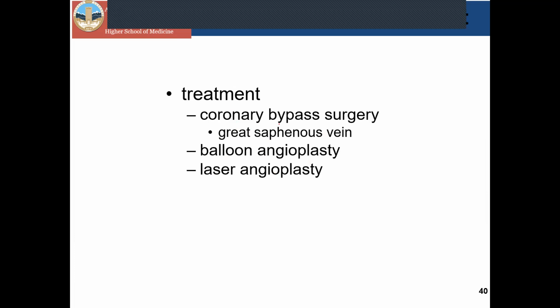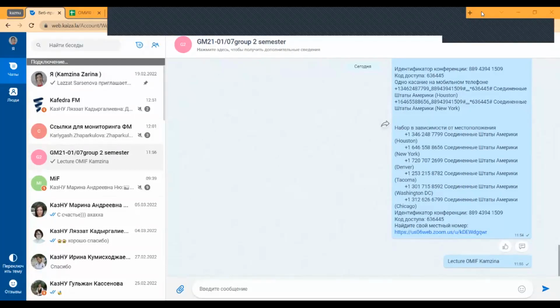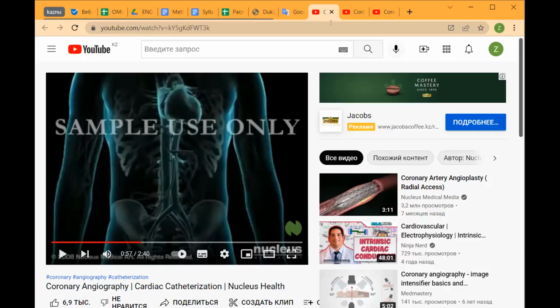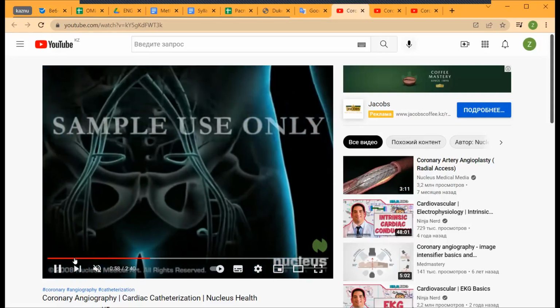Treatment: coronary bypass surgery, balloon angioplasty, and laser angioplasty. I want to show you it. Where is it? Here. How to open it? This one. Do you see it? Yes. YouTube? Yes. Here, this one.